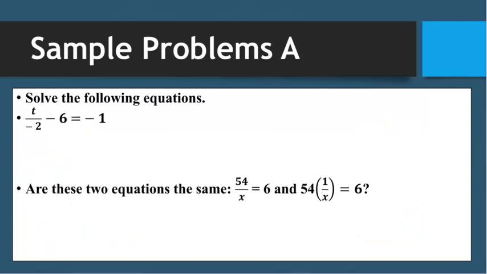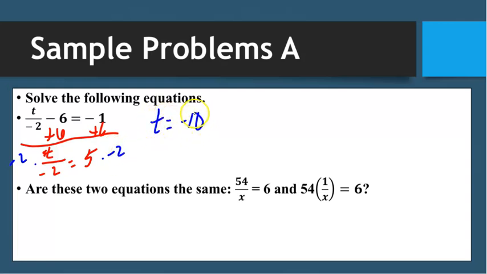And our last slide here, a couple other problems. Here, the opposite of subtracting 6 is adding 6. So again, I'm always doing it on the same side. t divided by -2 equals positive 5. The opposite of dividing by -2 is multiplying by -2. t is going to equal -10.